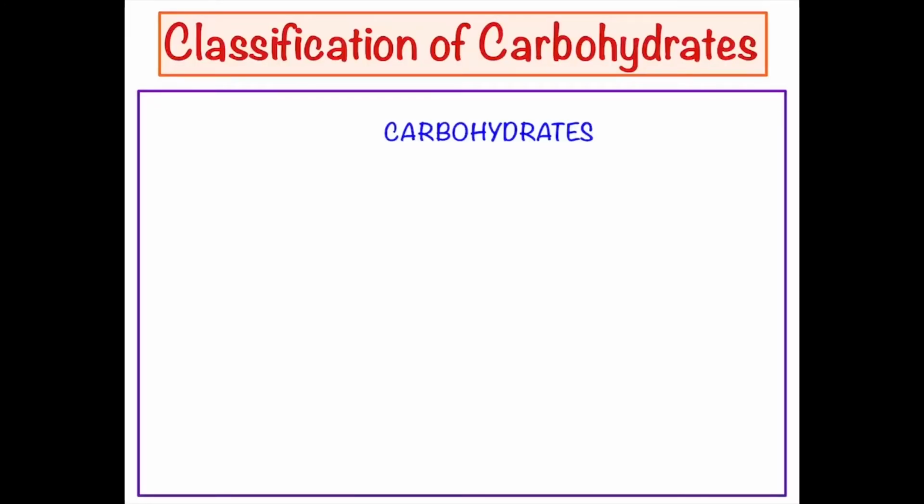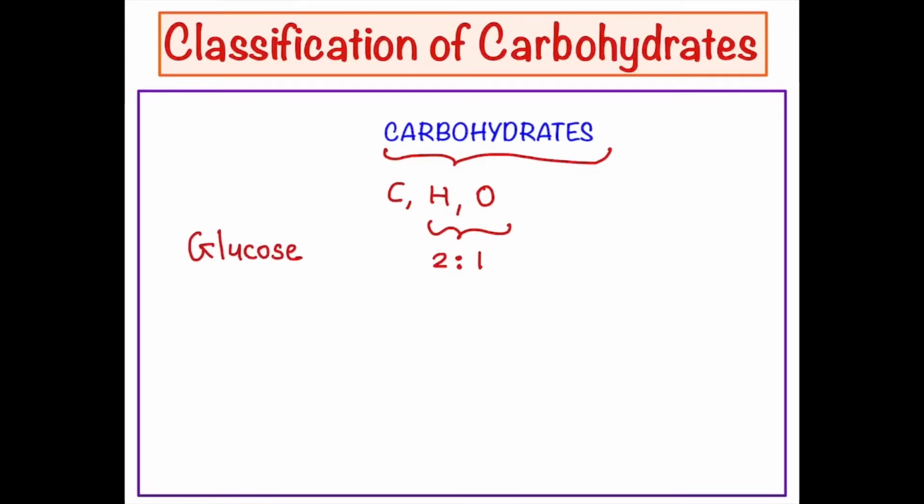Okay, so let's first understand the term carbohydrate. Carbohydrates contain the chemical elements carbon, hydrogen and oxygen. The ratio of hydrogen and oxygen is always 2 to 1. For example, if I take glucose as the carbohydrate example, its chemical formula is C6H12O6. Can you see that the ratio of hydrogen to oxygen, 12 hydrogen and 6 oxygen, is 2 to 1?